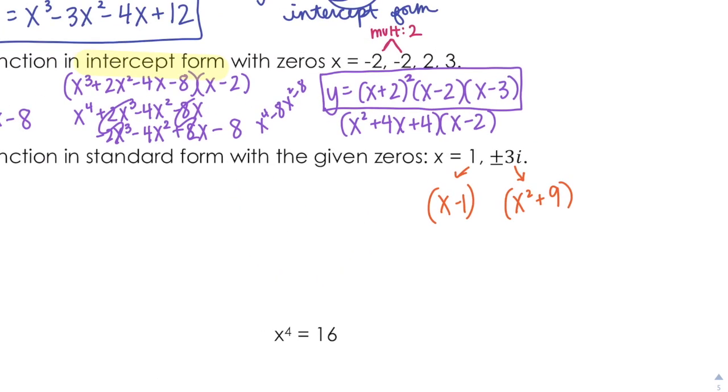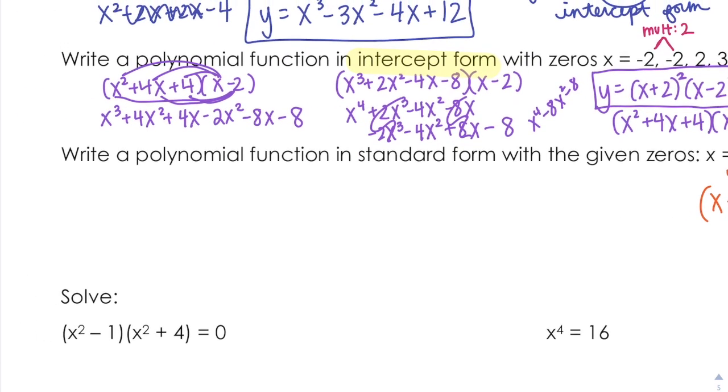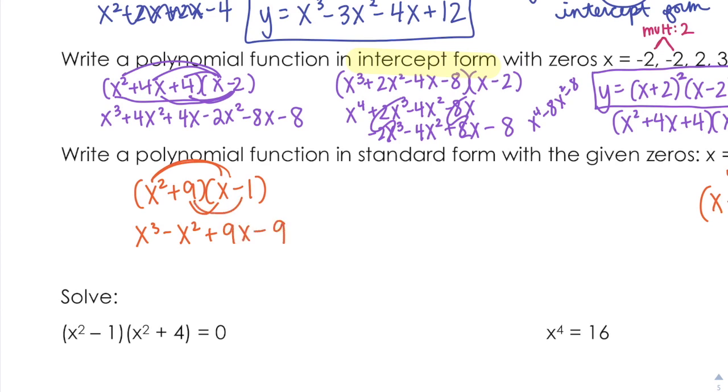So it wants it in standard form though. So like the last one where it was intercept form and you can just stop, this one wants standard form, which means I have to multiply x squared plus 9 times x minus 1. And remember, it doesn't matter what order you do it in. So x squared times x is x cubed. x squared times -1 is -x squared. 9 times x is 9x. And 9 times -1 is -9. So there's your polynomial function in standard form.